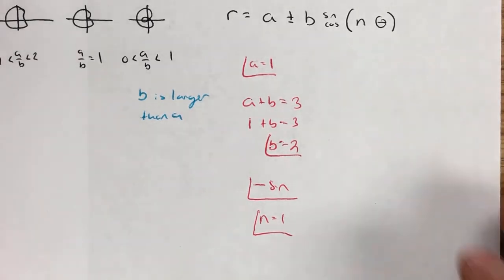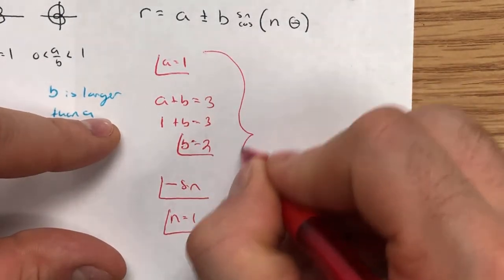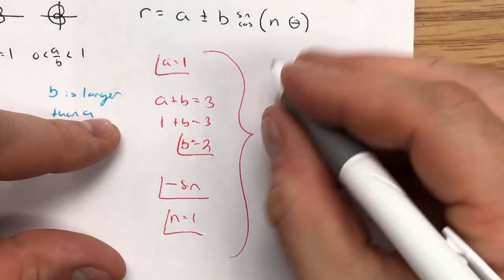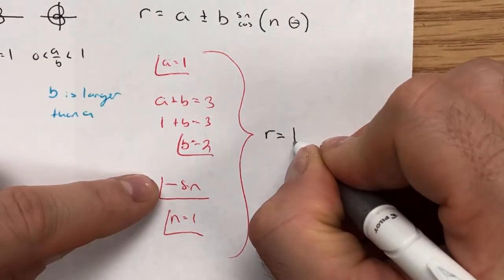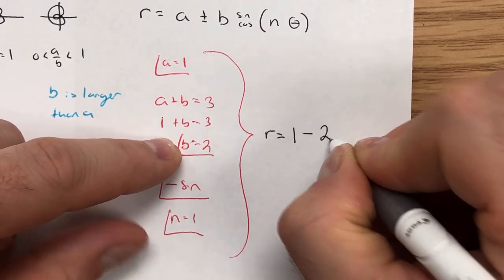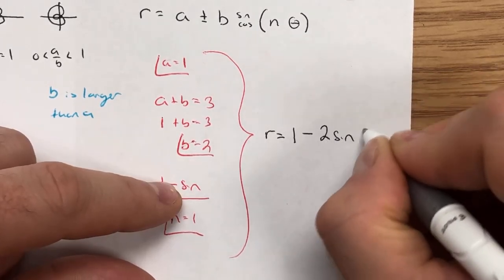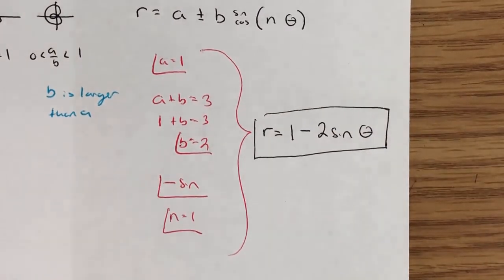So let's rewrite this equation knowing that information. So I take all that and I plug it in. I get r is equal to 1 minus 2 sine of theta. Boom. And there we go.